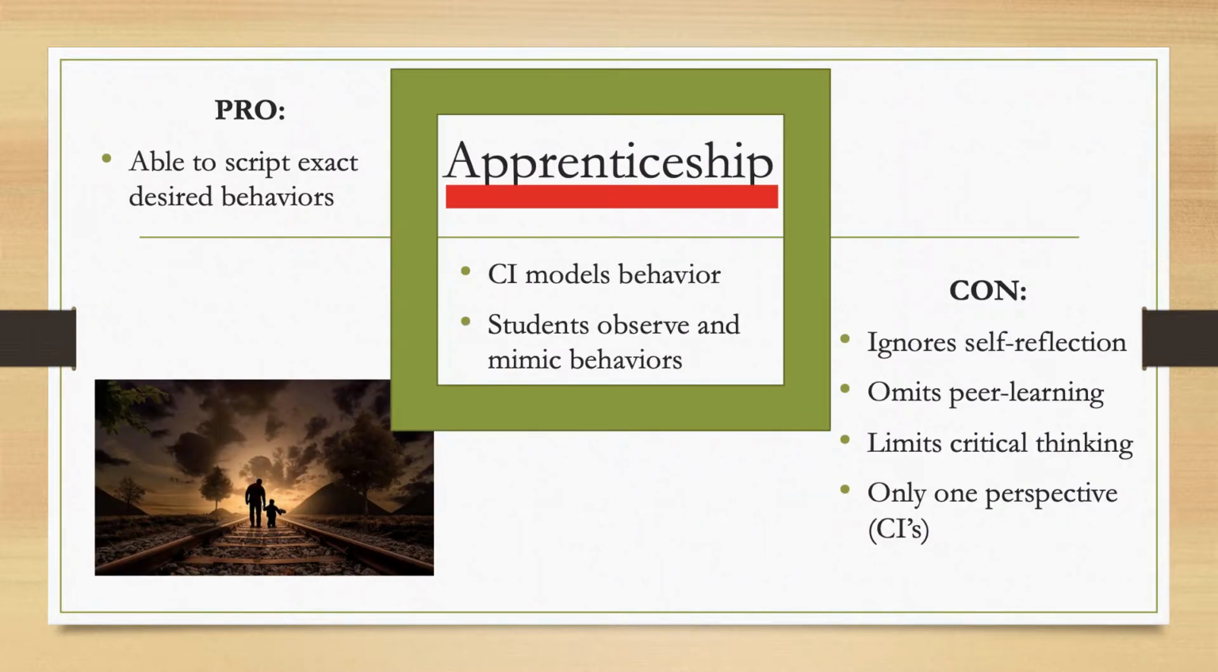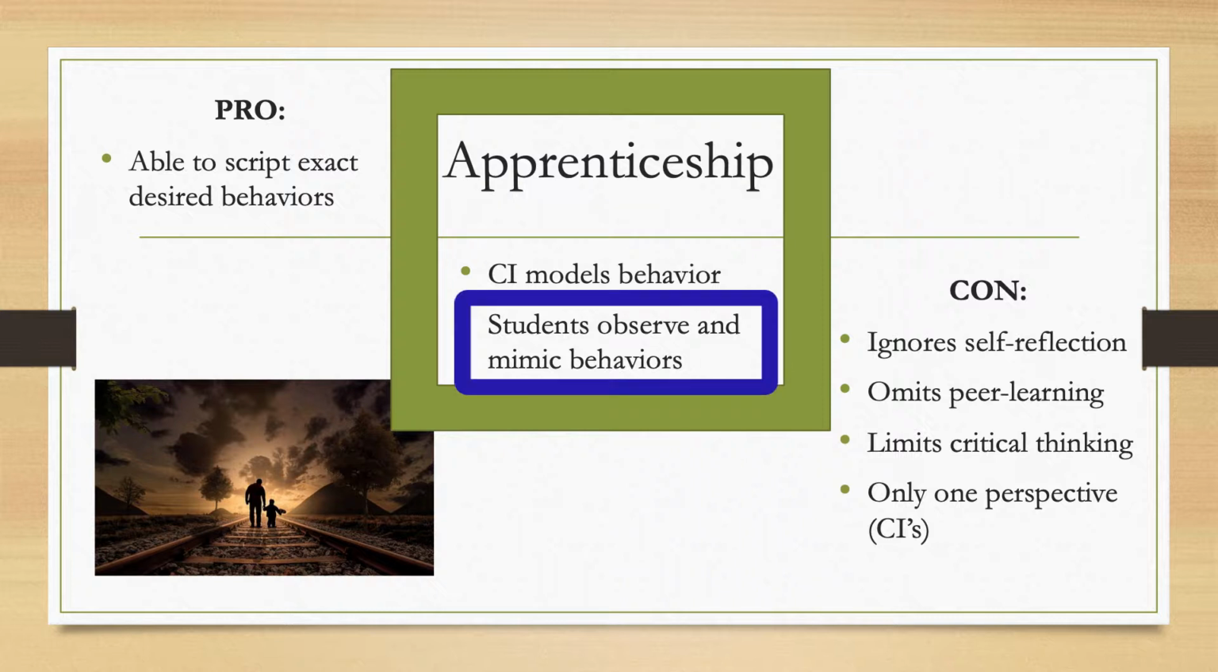First, apprenticeship. This model is based on observation and imitation. The students observe the desired behaviors from their clinical instructor and then try to imitate those behaviors in their own performance. This can be useful as you start your student team so that they can see the behaviors that you expect of them, but its limited scope makes it less useful as students progress.